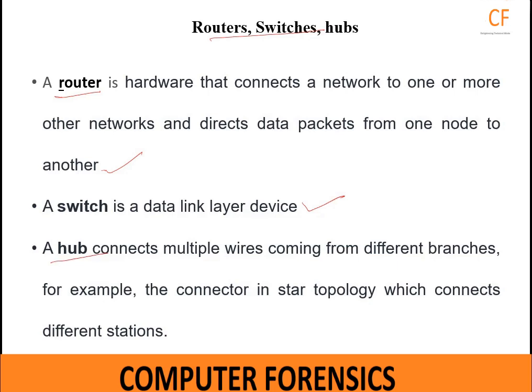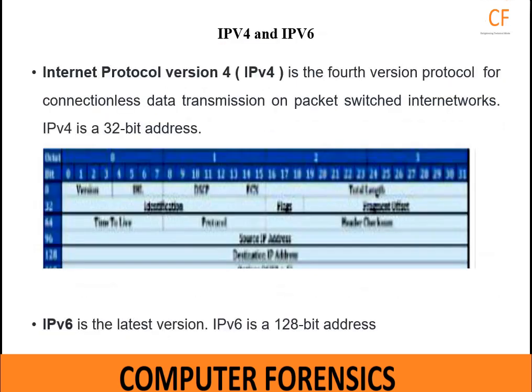For example, the connector in the hub cannot filter the data, so the data packets are sent to all connected devices. Currently, most traffic on the internet uses IPv4. Internet Protocol version 4 is the fourth version protocol for connectionless data transmission on packet switched internet. A packet is a block of data transmitted across a network. On the internet, these packets are transmitted in sequence, and each packet is uniform in size and structure.